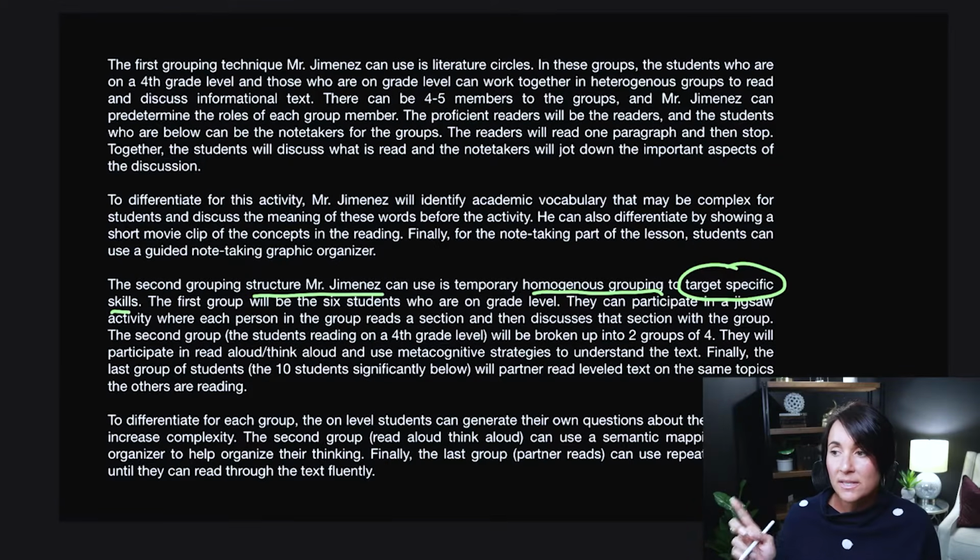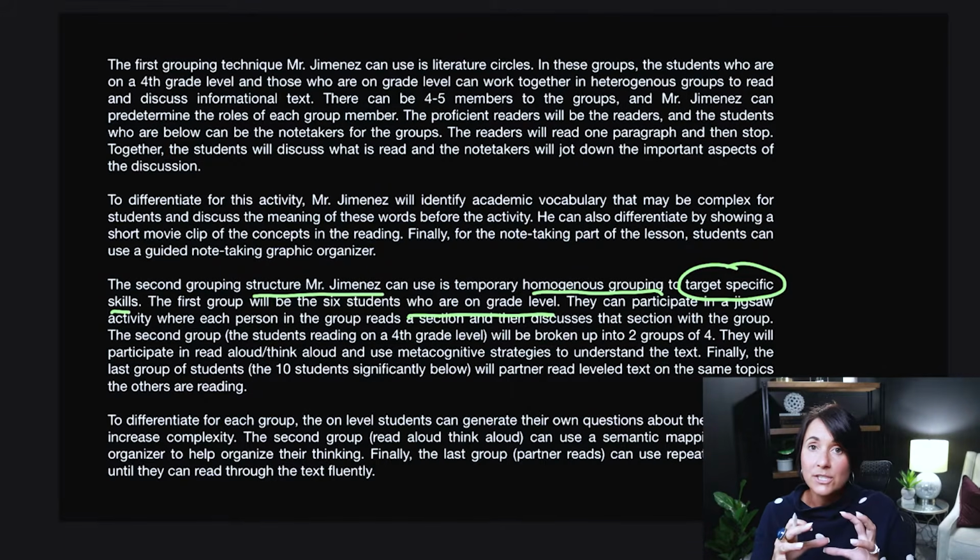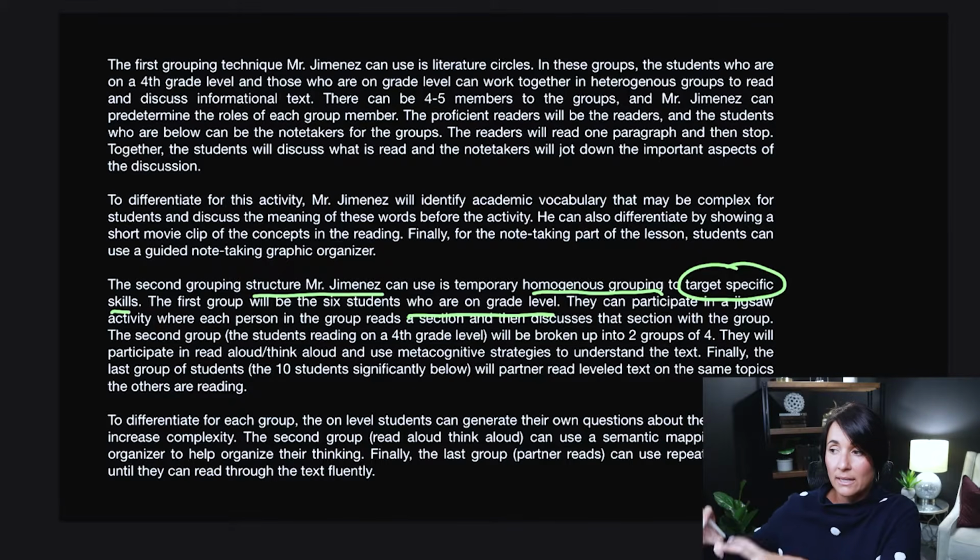The first group will be the 6 students who are on grade level. They can participate in a jigsaw activity. So we're homogeneously grouping the kids who are on grade level. They're going to go over here and do a jigsaw activity where each person reads a section and then discusses the section with the group.